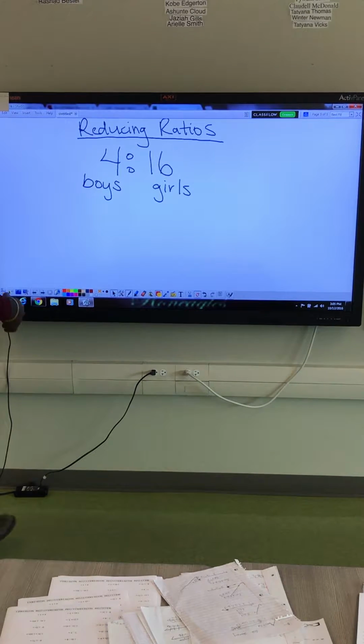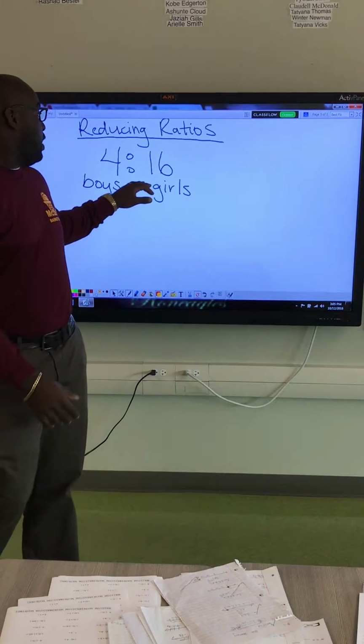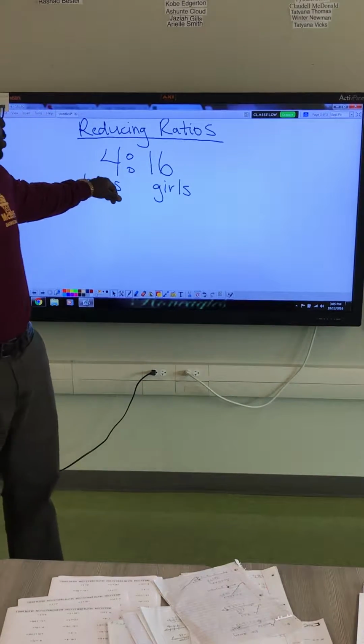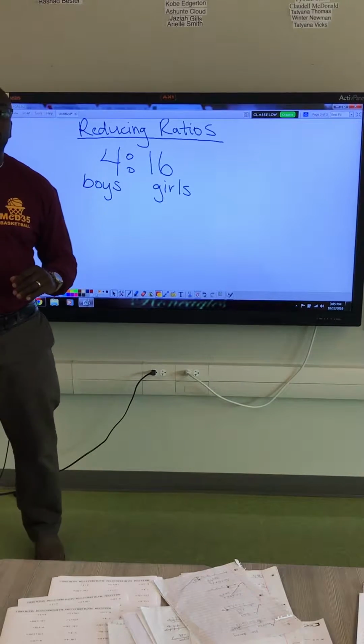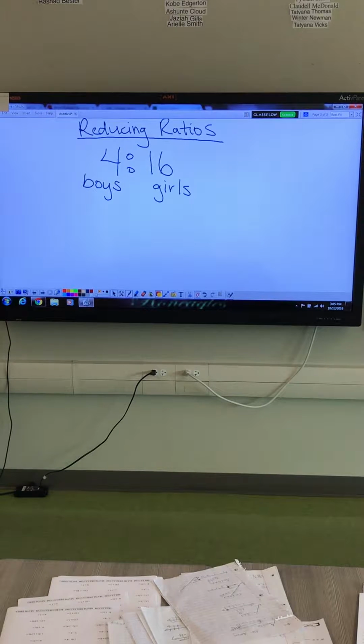Reducing ratios. We're wrapping up ratios, so we're going to finish with it today. I've given you one ratio, 4 boys to 16 girls. Write this ratio down. Okay, but now you should have this ratio written down.